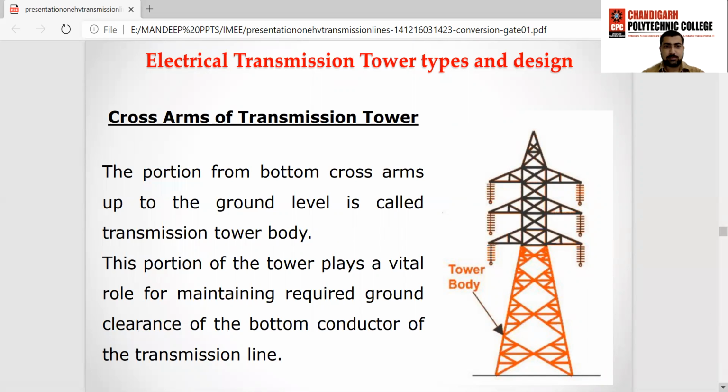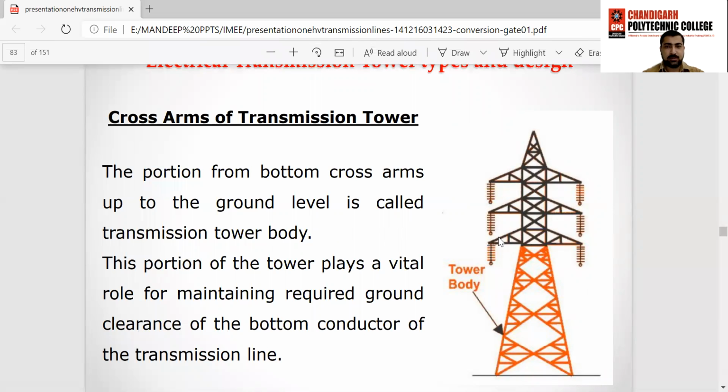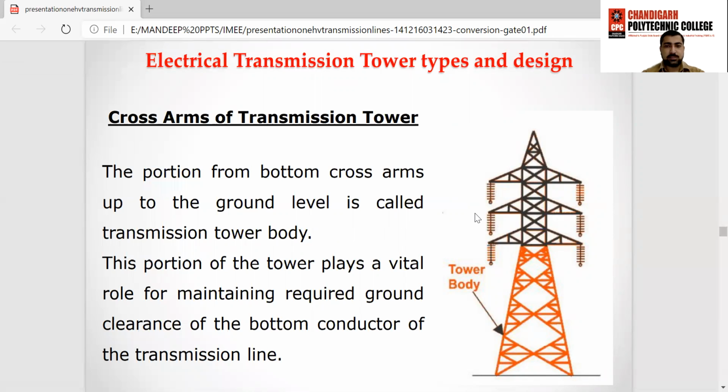The cross arms of the transmission tower. The portion from the bottom cross arms, these three cross arms, up to the ground level is called the transmission tower body. This portion of the tower plays a vital role in maintaining the required ground clearance of the bottom conductor of the transmission line. The red area shows the tower body.